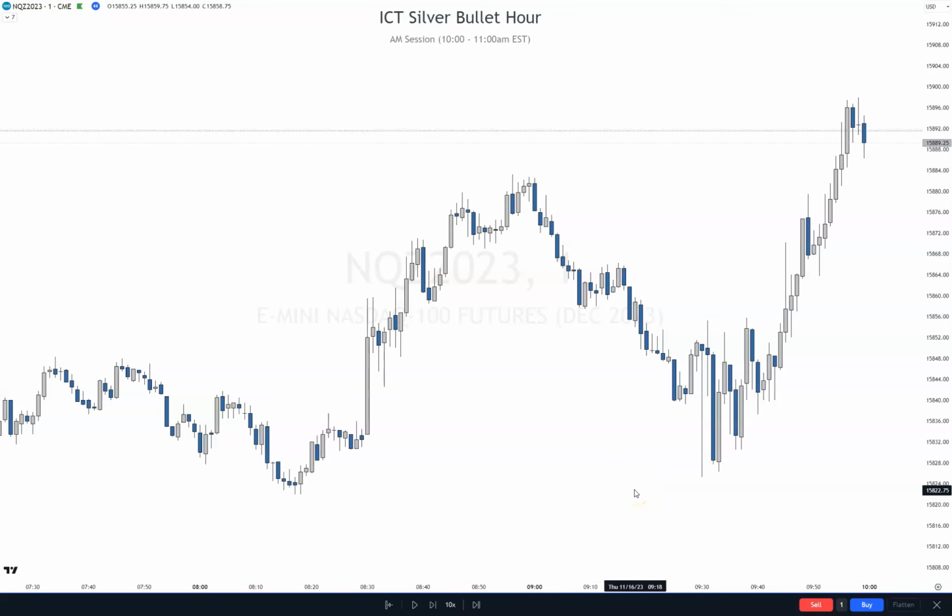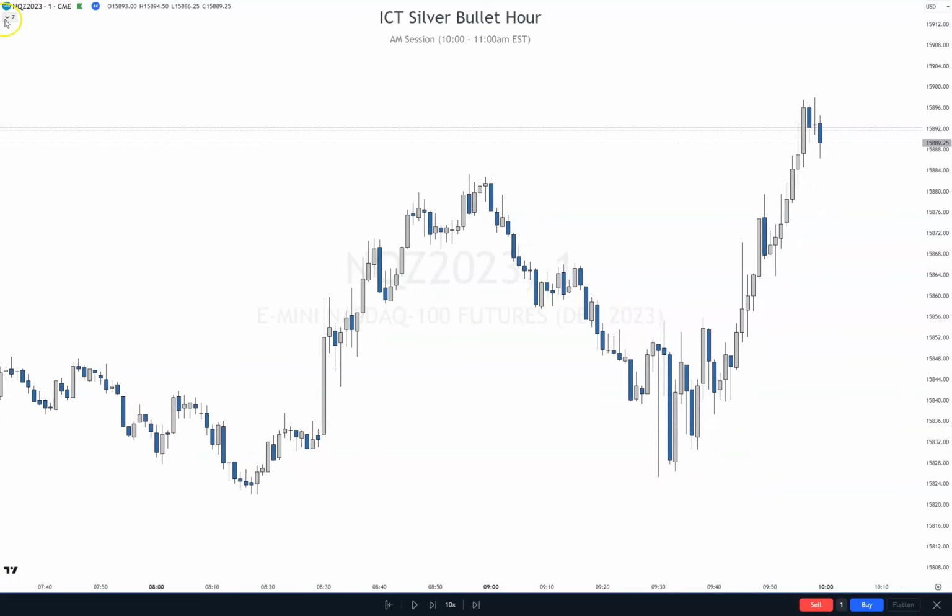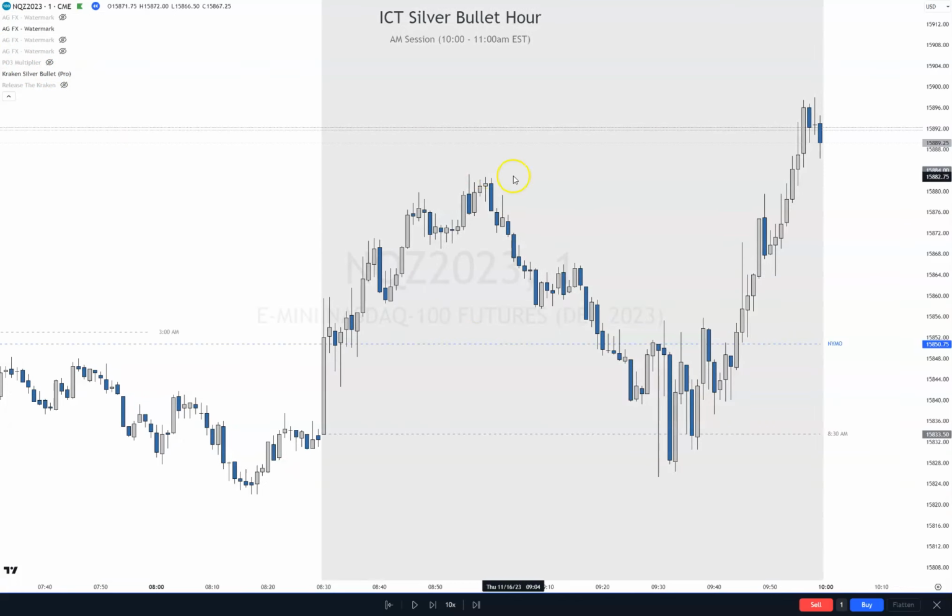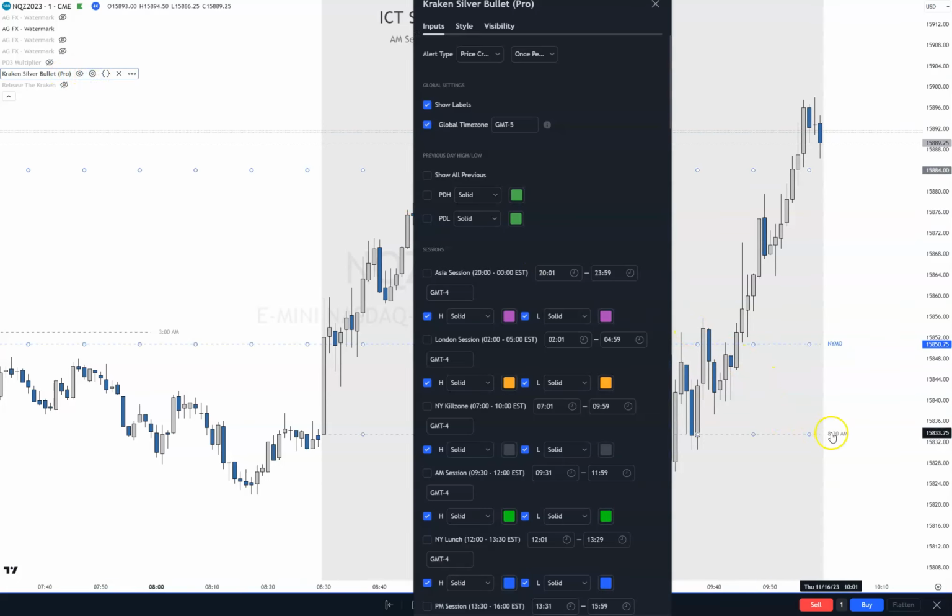Today I want to go over the AM Silver Bullet for Thursday, November 16th. So the first thing we're going to do is turn on the Kraken Silver Bullet Pro indicator. You can find out details in the video on how to get this indicator. Let's also turn on the AM session. So let's turn on Asia, London, and New York Killzone.